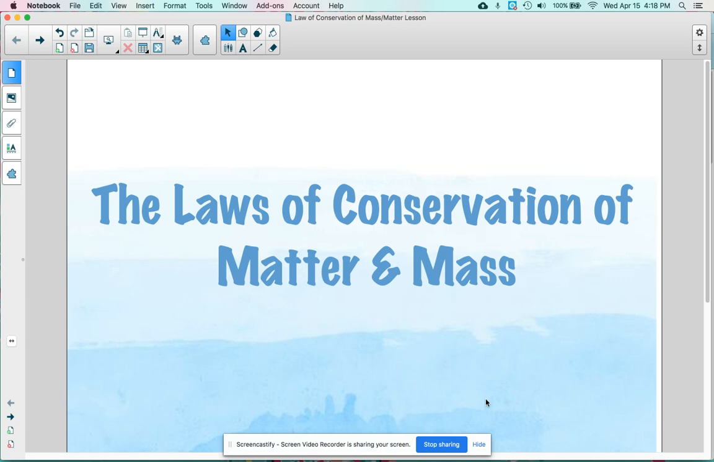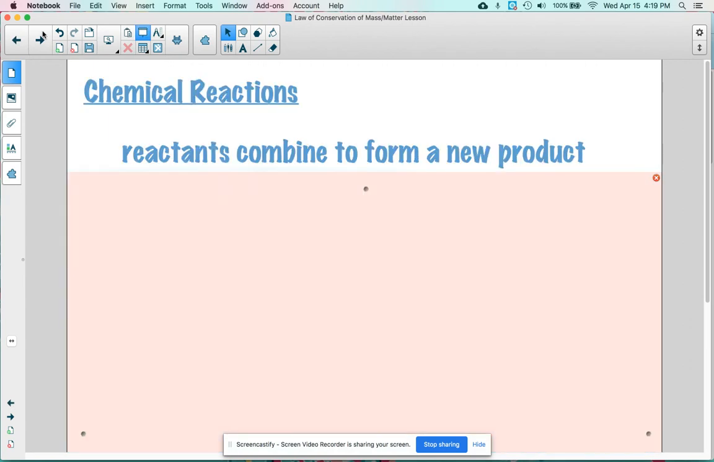All right, guys, today we're going to start with a review on the laws of conservation of matter and mass. Both of those laws have to do with what we've been talking about, atoms and elements, and all of those things are represented in our world by how they're constantly combining. And those things combine in a way called a chemical reaction. And chemical reactions are where you have reactants that combine and they form a new product.